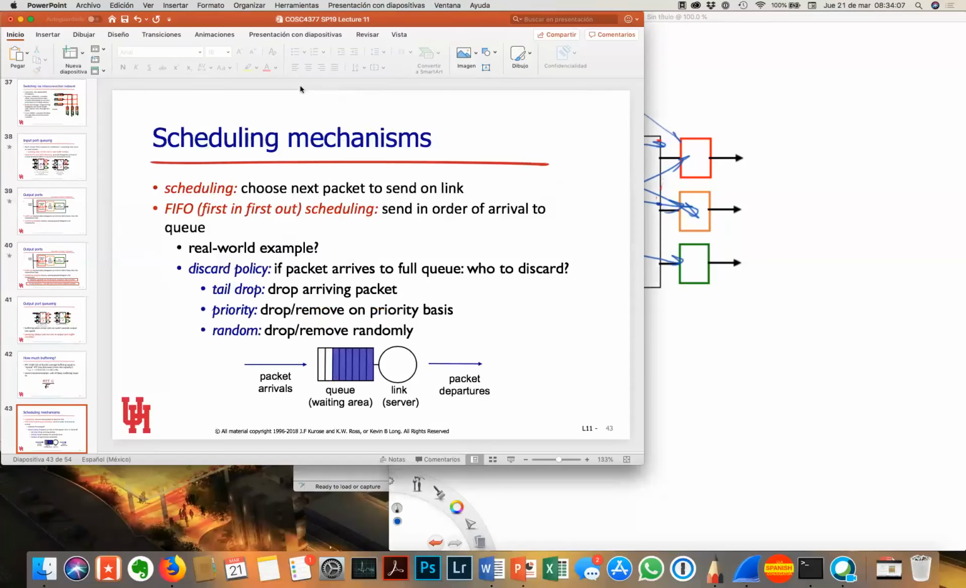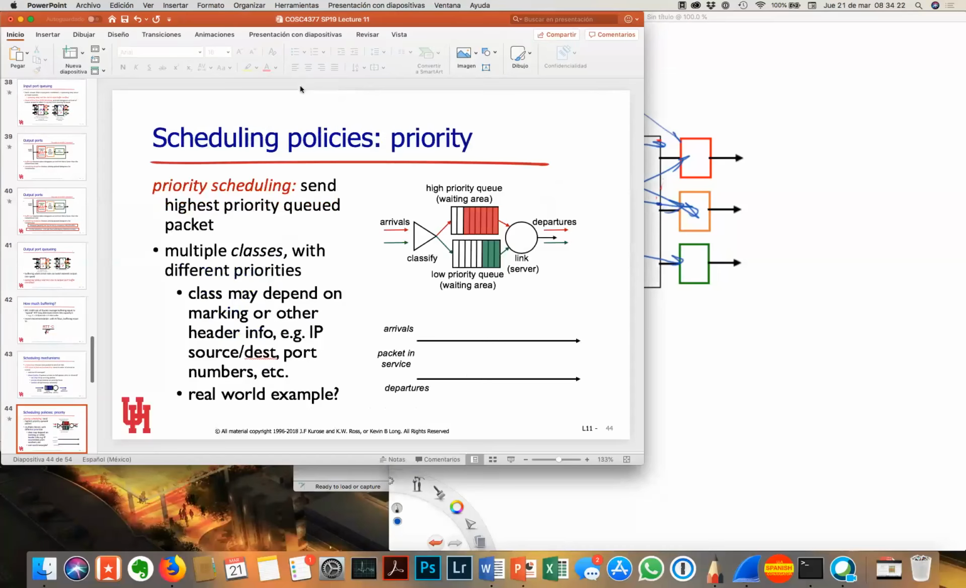Right? Scheduling mechanisms: you've got mechanisms to decide who am I going to drop. Do I drop the last guy that showed up if I start to get full? Do I drop somebody at the very front? Do I randomly drop people? Do I prioritize the packets and then drop the low priority ones instead? This turns out to be a big issue.